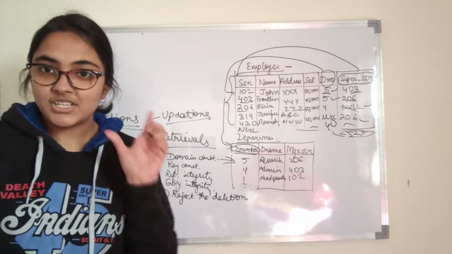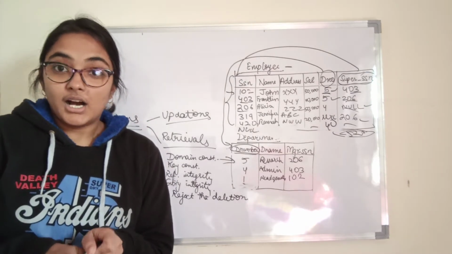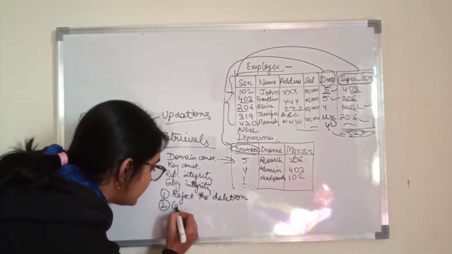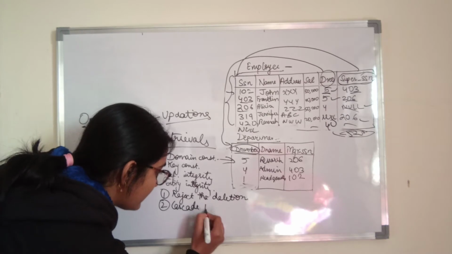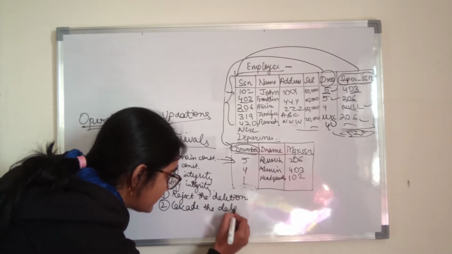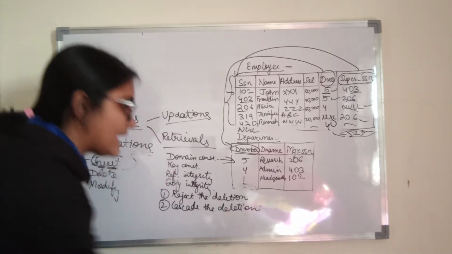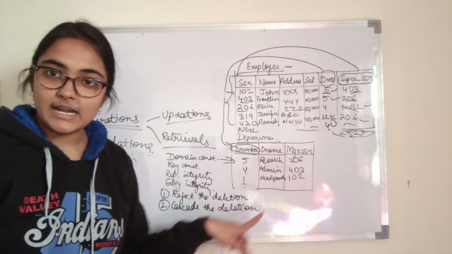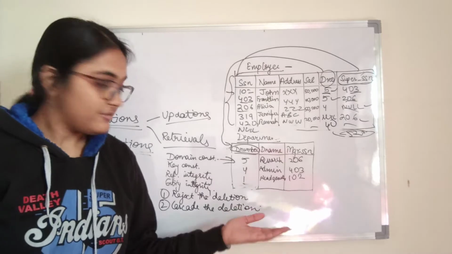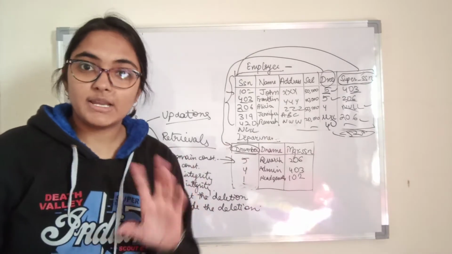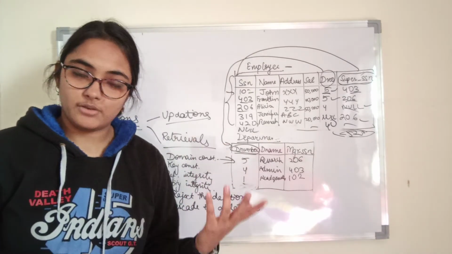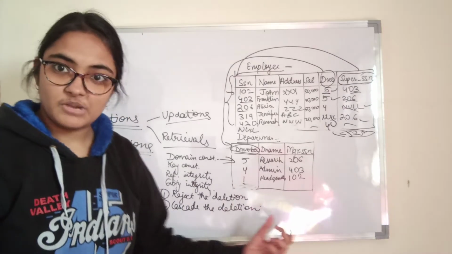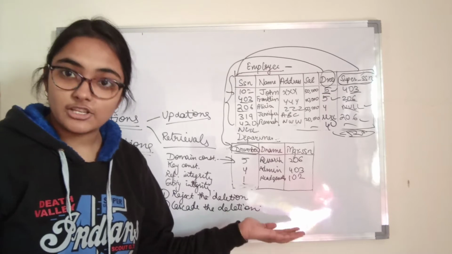So the second option is to cascade the deletion. What does cascading mean? In case you are having trouble understanding any of these options, don't worry, we are shortly going to discuss an example and then you will understand what all of this means. Cascade the deletion means propagating the deletion.